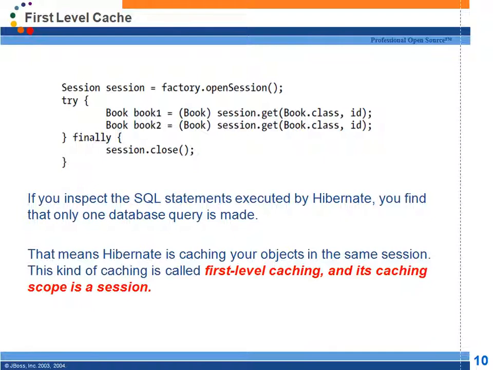Second time when you call session.get, first it will check whether it is already present in first level cache. If it is present, it will return it without firing a query. So here you are seeing the importance of first level cache. By default in Hibernate, first level cache is enabled and it is mandatory. Now see this query.